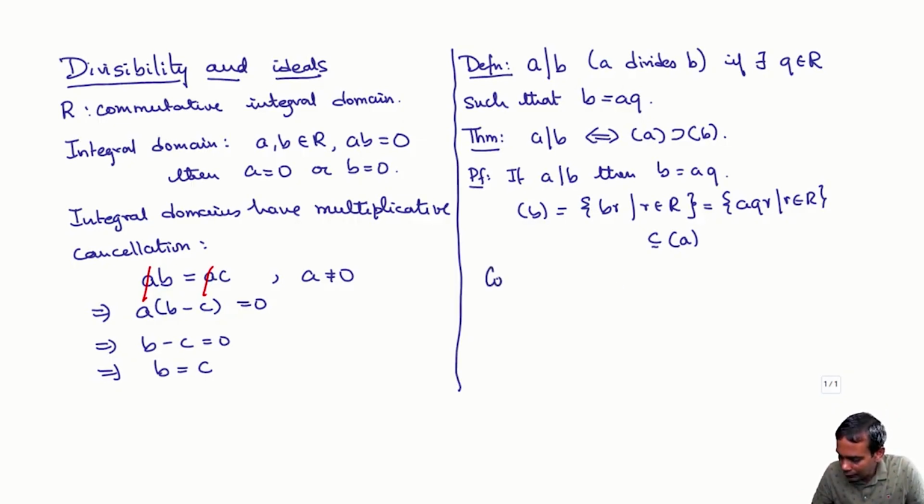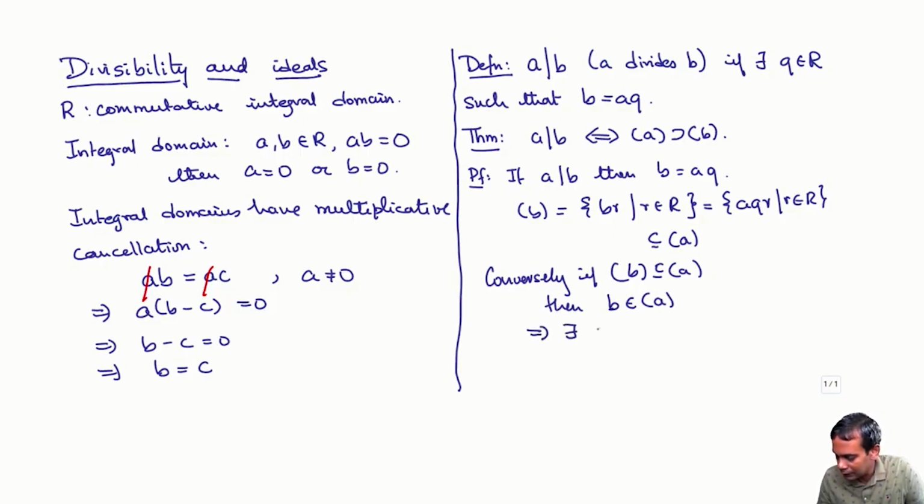And conversely, if (b) is contained in (a), then of course the element b itself belongs to the ideal generated by a, which implies that there exists q in R such that b is equal to aq, which implies that a divides b. Okay, so divisibility translates into containment of ideals by this theorem.